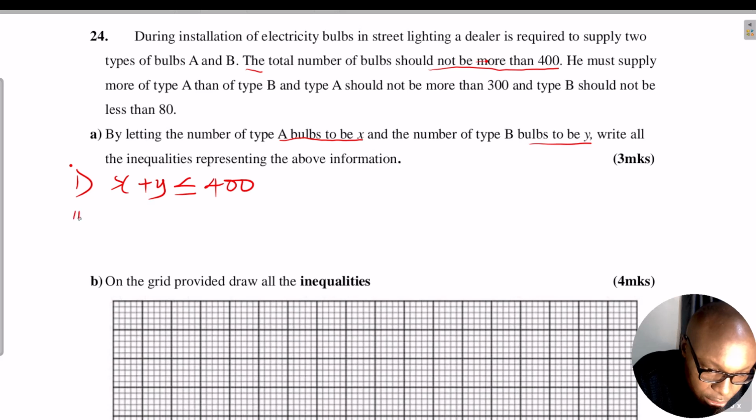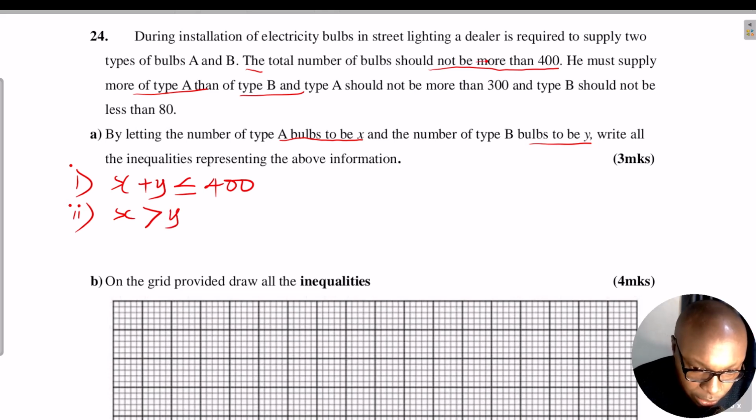Then the second inequality: he must supply more of type A than of type B. Remember, type A bulbs are X, and those should be more than type B bulbs. That is, X is greater than Y, where type B bulbs are Y. That is the second inequality.